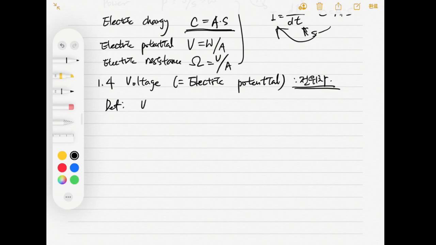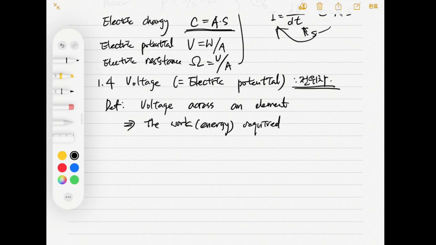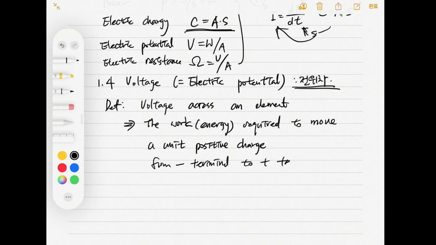Actually, the definition of voltage is like that. The voltage across an element is the work or energy required to move a unit positive charge from the minus terminal to the plus terminal.